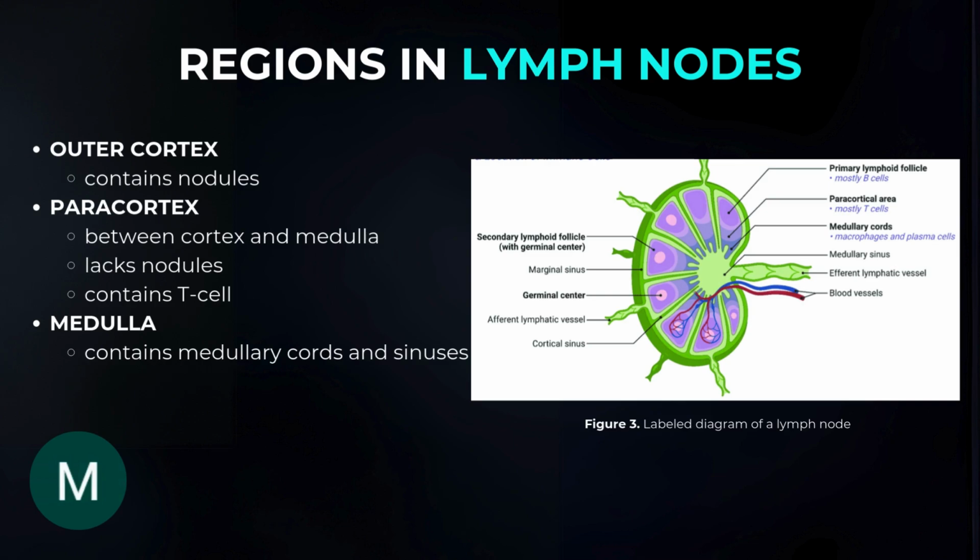So, the internal structure of a lymph node is supported by a network of reticulin fibers creating a stroma that forms three distinct regions. First is the outermost region, the outer cortex, and it contains lymphoid nodules and a subcapsular sinus. Next is the paracortex, located between the cortex and the medulla, and it contains T cells and high endothelial venules. Lastly is the medulla, the innermost region composed of medullary cords and sinuses.